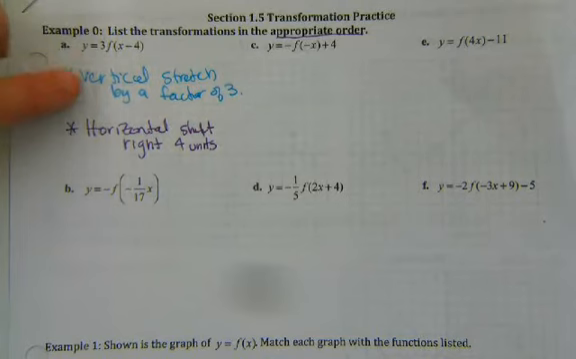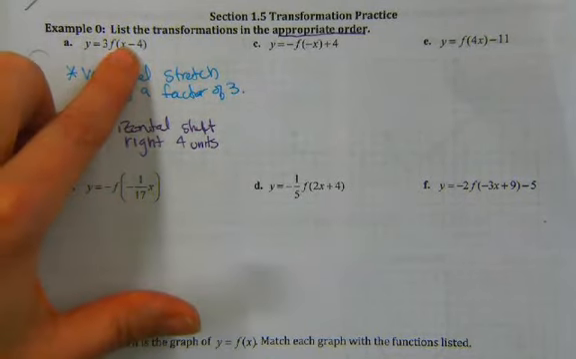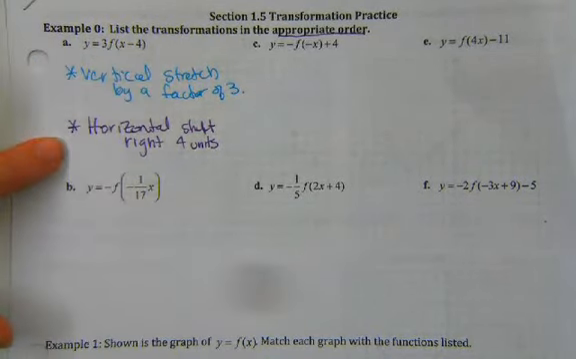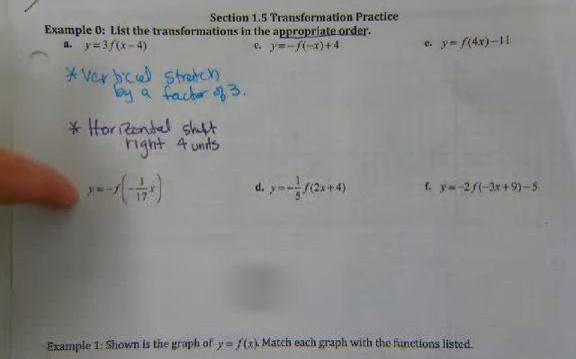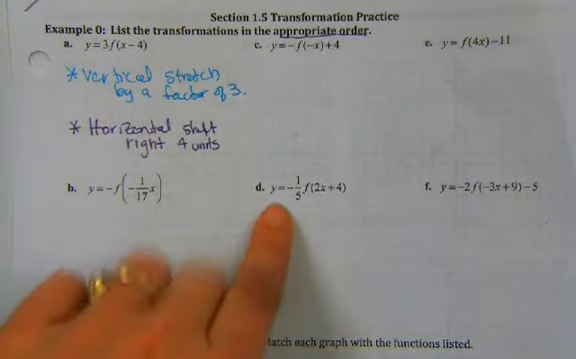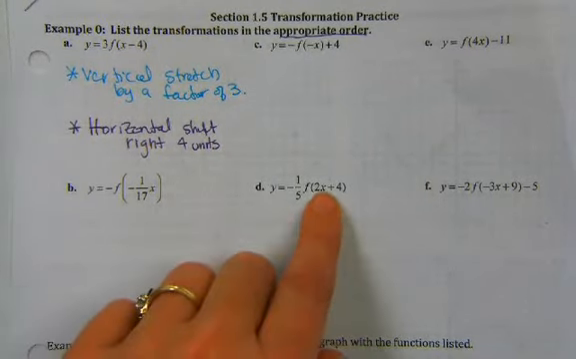I'd like to skip to D. We're going to do C, E, B in class, but D I'd like to talk about because it includes something funky inside. So for D, I have 3 or 4 transformations that I can see. I have a negative sign, which means I've got some kind of reflection.